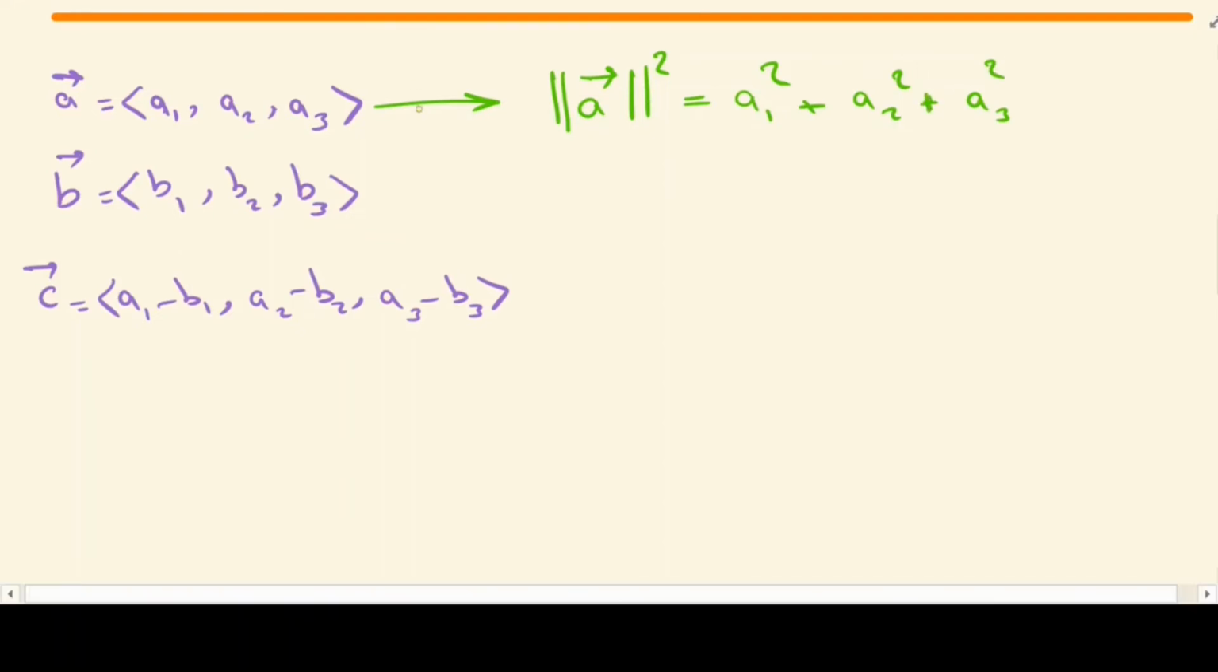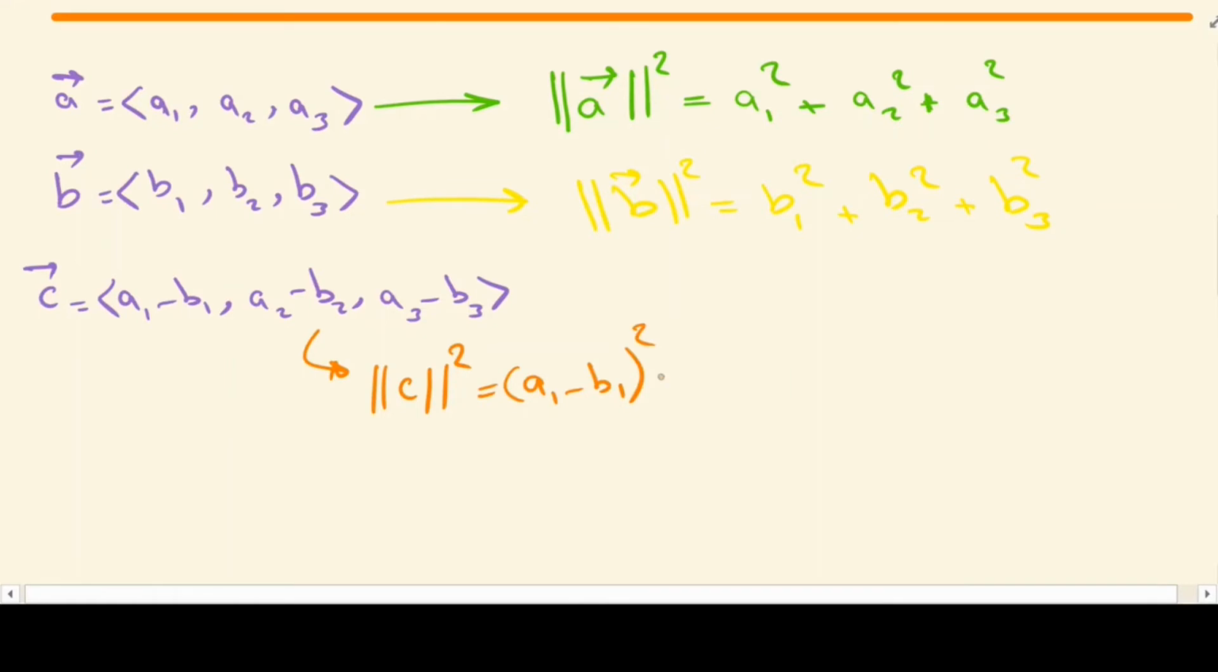And similarly for the vector B, we can say that length of B to power 2 is going to be B1 squared plus B2 squared plus B3 squared. And finally for the vector C, we can say that length of C squared equals the first component to power 2, which is going to be (A1 minus B1) squared plus (A2 minus B2) squared, which is the second term to power 2, and finally the third term raised to power 2, (A3 minus B3) to power 2.